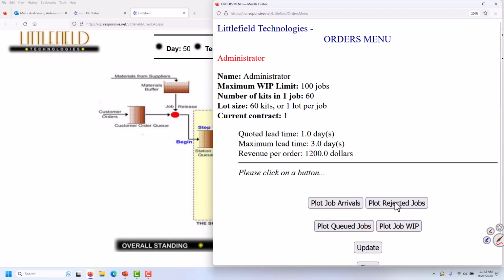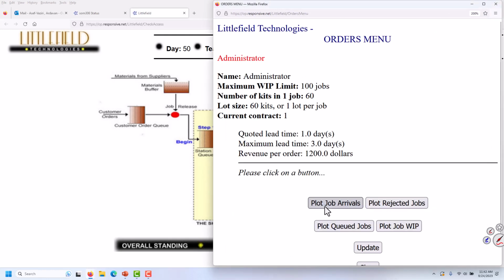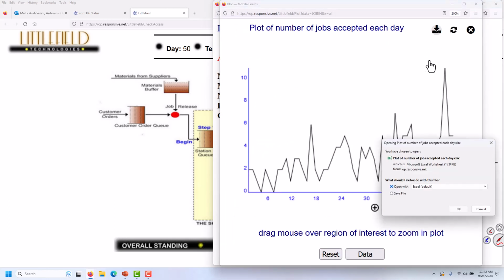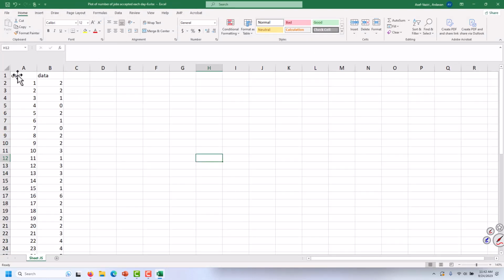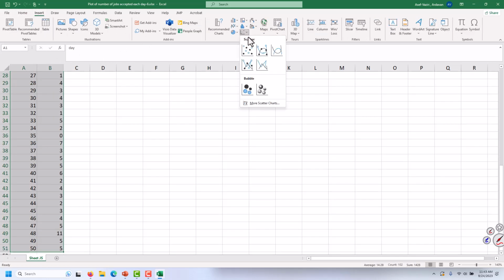Here in this data, I have not rejected any job. If I had, I should add it to the job arrivals. So I go to job arrivals, download it into an Excel sheet, and enable content. Here I mark this data and insert a scatter graph.